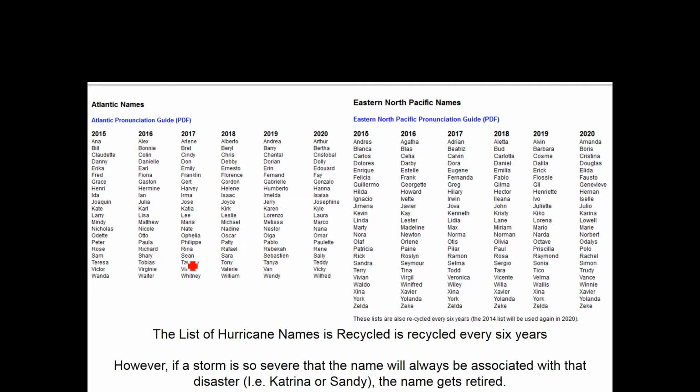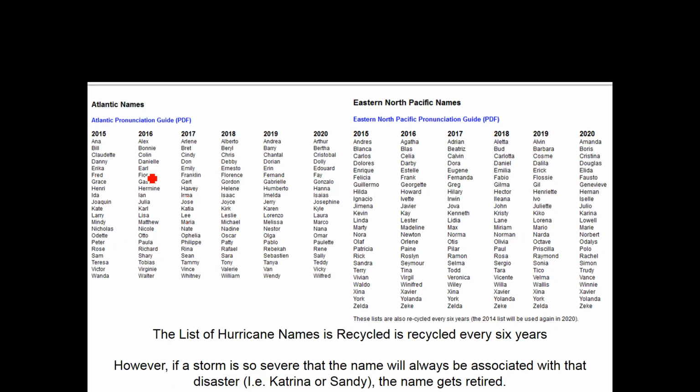Now, with that said, think about some of the most catastrophic hurricanes ever. Think about Hurricane Maria, or Hurricane Harvey, or Hurricane Irma. Those names end up developing a reputation with them. And so what will actually happen is after a particularly catastrophic storm, they will no longer use that name. They will retire that name.